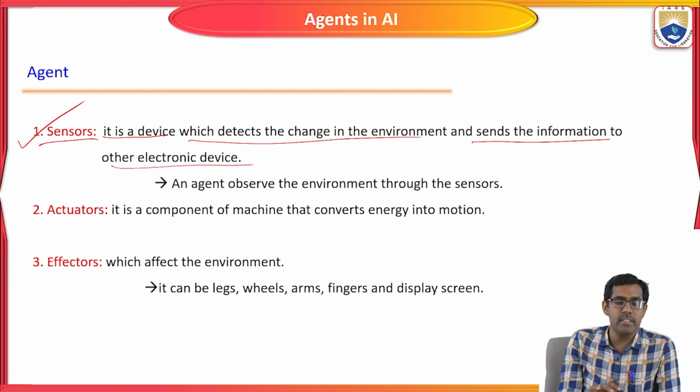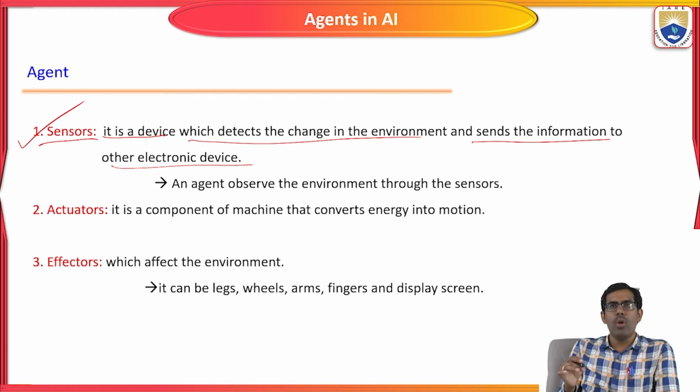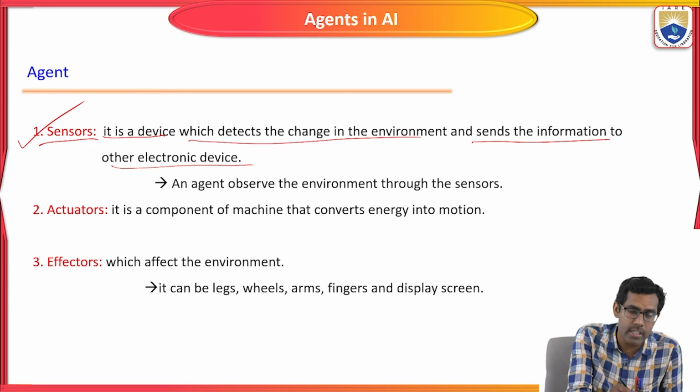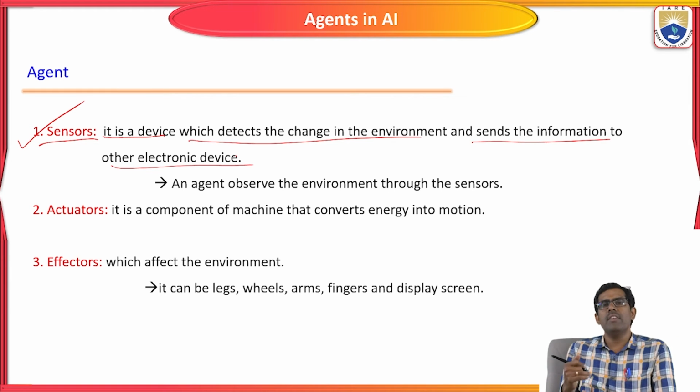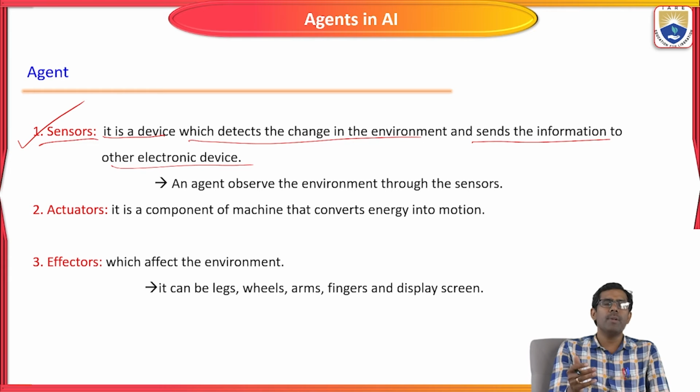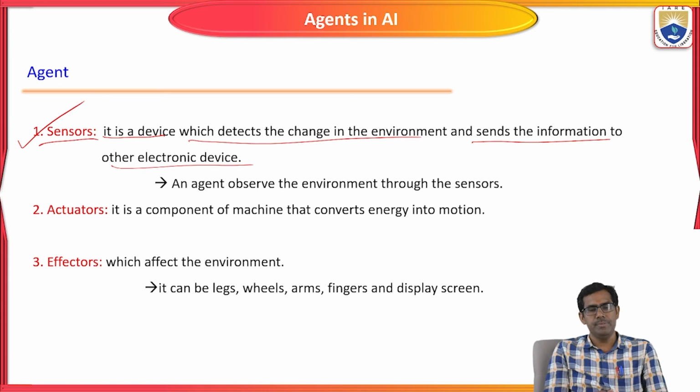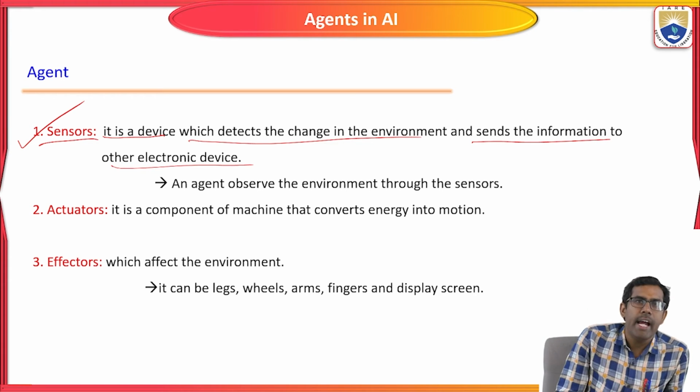Okay, it is a device which detects the changes in the environment and sends the information to other electronic devices. Here, the electronics are the other devices. The sensor will send something based on the environment, and that information will be passed to some actuators. Based on that information, the actuators will act. So that is the sensor.